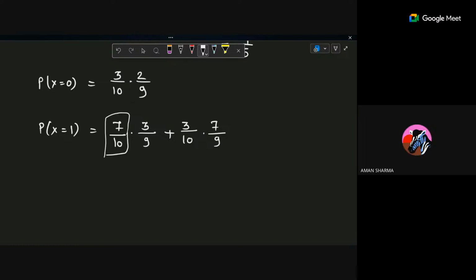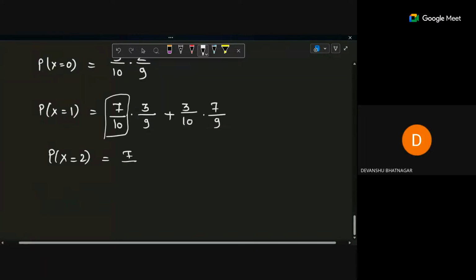Okay, got it. So in that case it is correct. Again, for the probability x is equal to 2, that means 2 milk chocolates are drawn. At that time, what will you do? 7 by 10 into 6 by 9. Okay, fine.